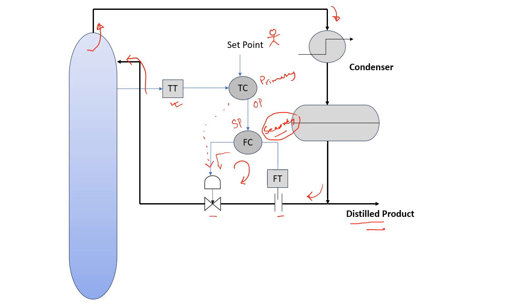operator. In case the flow transmitter is not working, or in the initial startup or any other phase where there is no sufficient flow, then the operator can bypass the secondary controller and control directly through the primary controller.